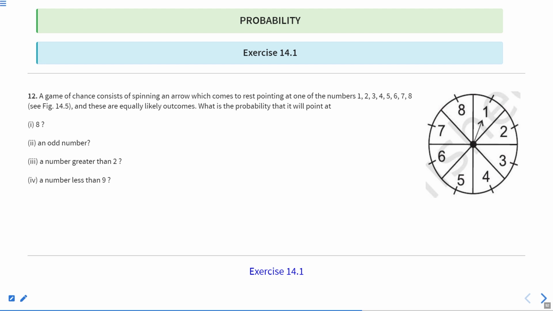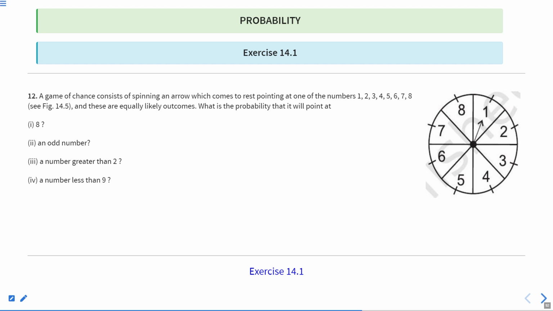In question number 12, we have a game of chance that consists of spinning an arrow which comes to rest pointing at one of the numbers 1, 2, 3, 4, 5, 6, 7, 8. You can see this figure, and these are equally likely outcomes.